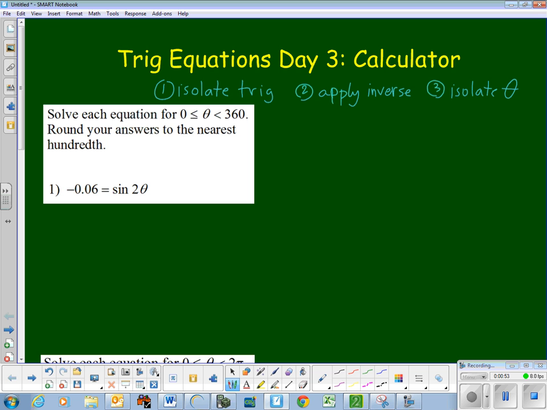Notice the answers we're looking for are the ones between 0 and 360 degrees, and we're going to round to the nearest hundredth, so 2 decimal places. All right, so step 1 is actually done for us. We were given an isolated trig function. So now my next step is to figure out where does the sine equal negative 0.06.